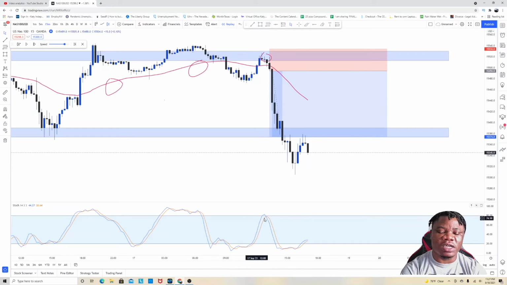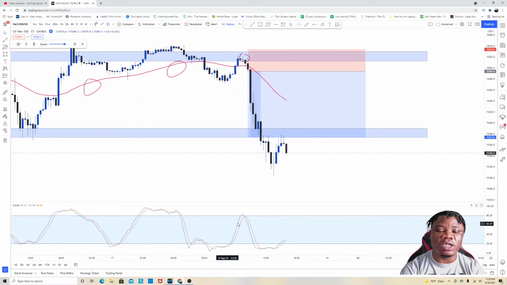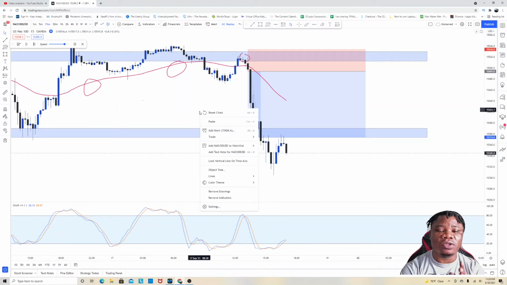And as we can see, like I told you guys earlier, the stochastic indicator also gave us the confirmation that we need to be in a sell position, because the stochastic indicator rejected right at the 80 zone, and we have the blue line crossing the yellow line. So this is how you use this strategy for a sell position.